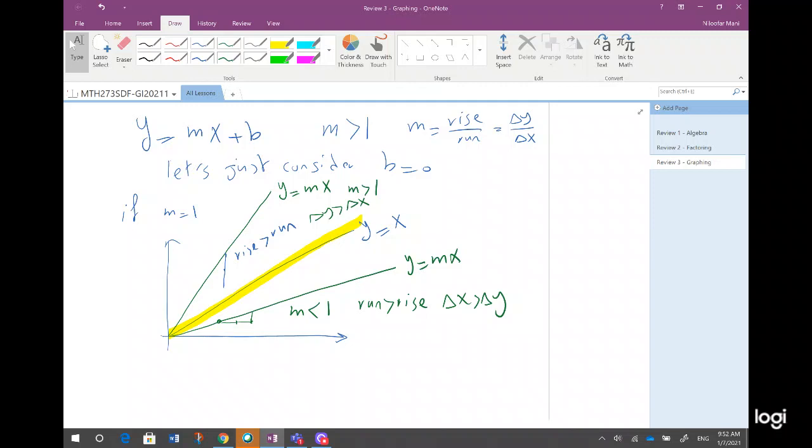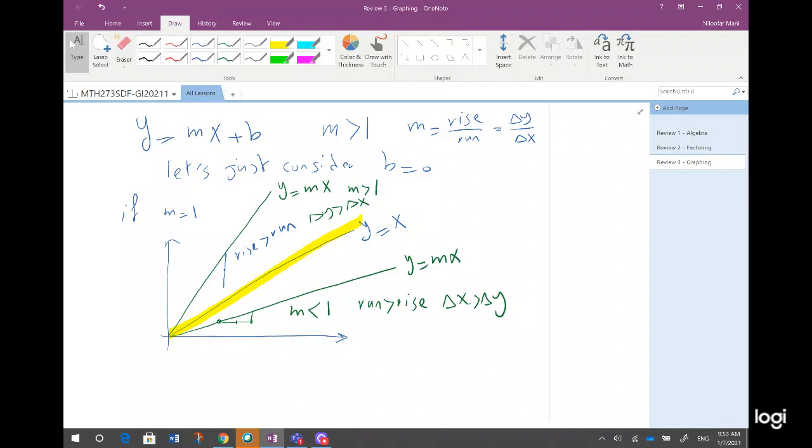When you have y equals x or y equals x plus b, it doesn't matter. You just find b on the y-intercept, but m equals 1 means whatever you go to the right, you go the same amount up. More than 1, you go to the right, but you go more up. So the line is left of the highlighted line, which is y equals x.